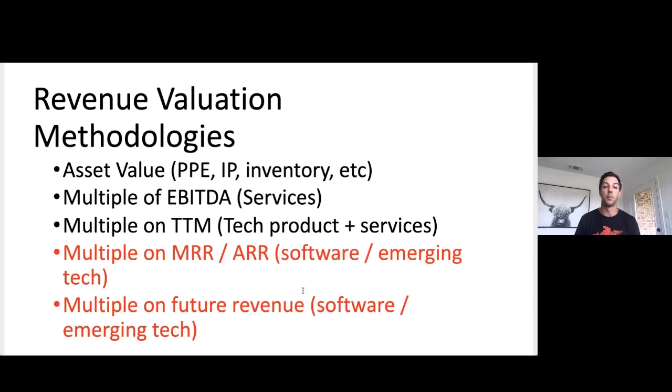And then a multiple of future revenue is when companies have very promising potential and very meaningful upside. This tends to happen in two different scenarios. One, for companies that don't yet have any revenue, but have very exciting potential. And then secondly, companies that have a track record of growth.